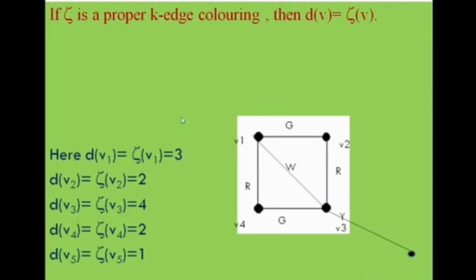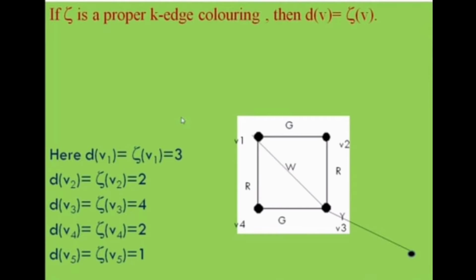Next, we talk about proper k-edge coloring. If it is a proper k-edge coloring, then the degree of V is equal to script C of V. The degree of a vertex of a graph is the number of edges that are incident to the vertex.